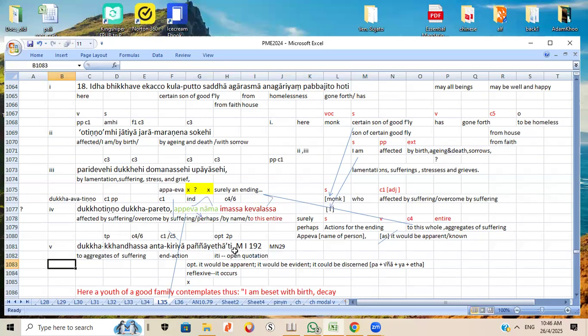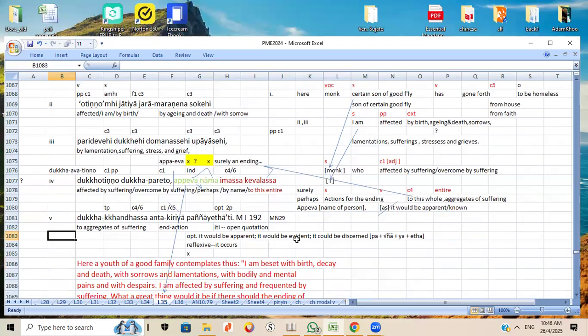So you don't think that this is a full stop. The full stop is sometimes just there by chance. In English, there is no full stop, it's an open quotation. You get what I mean? Okay, thank you.